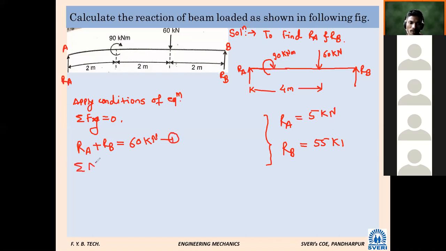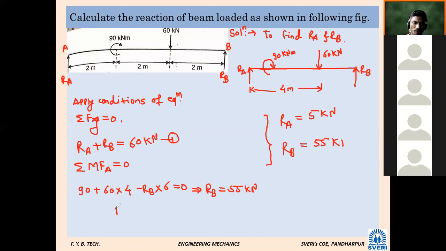Summation of moments at point A is equal to 0. So RA will not come. What about this 90, plus or minus? It will be plus. Then 60 kilonewton into the distance of that force, 4. What about RB, plus or minus? Minus. Plus RB. What is the distance of that RB force? 6. Equal to 0. From this you might have got the value of RB, which is 55.